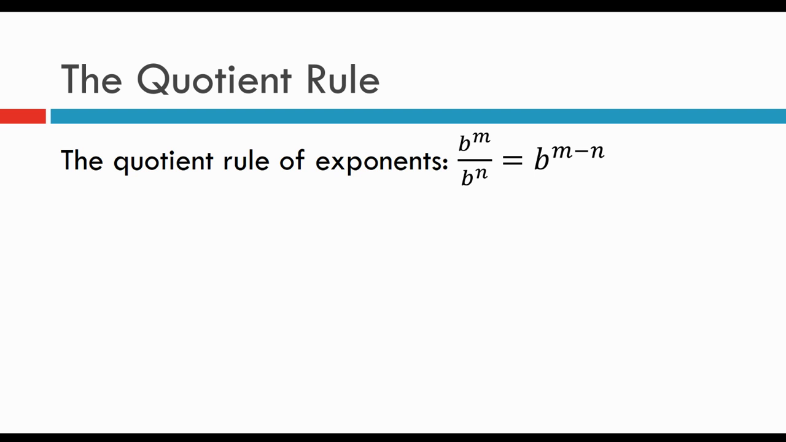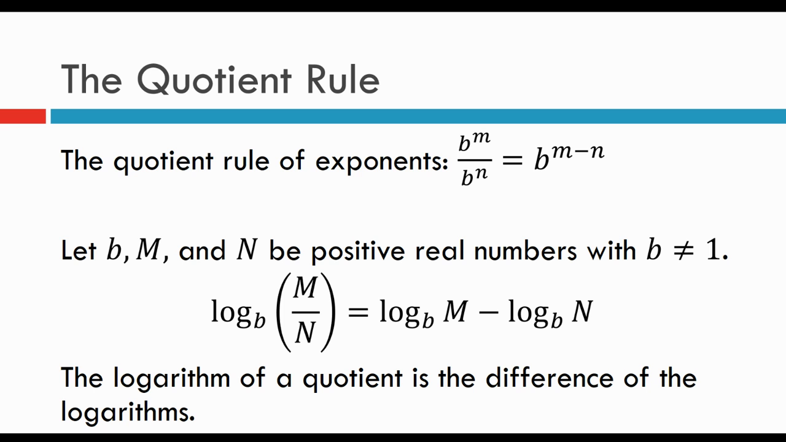All right, let's talk about the quotient rule. Remember, in terms of exponents, if I have b to the power of m divided by b to the power of n, so they have the same base b, and I'm talking division, which means quotient, notice how we kept the base, and then we took the top exponent minus the bottom exponent. So here's our definition when it relates to logs.